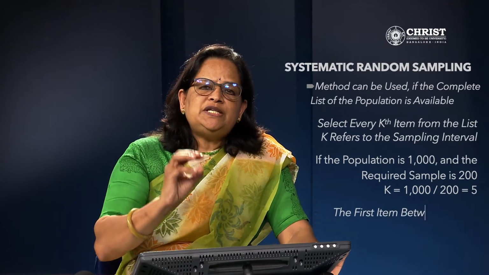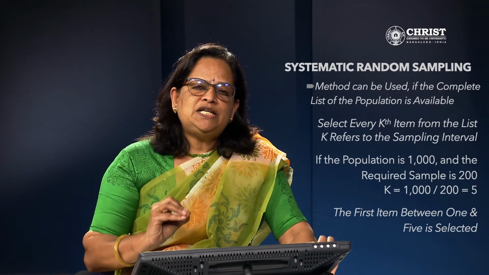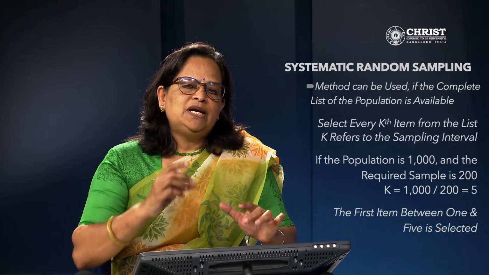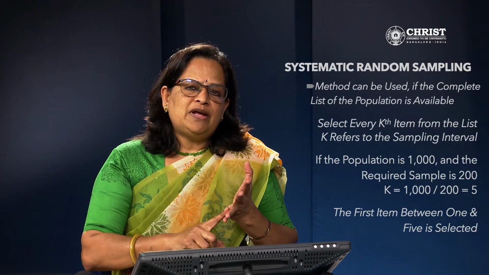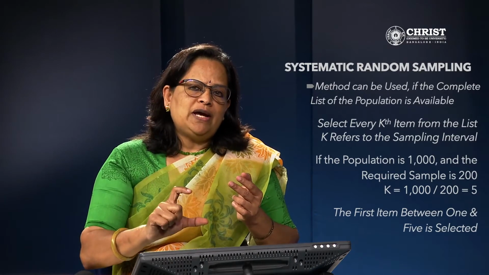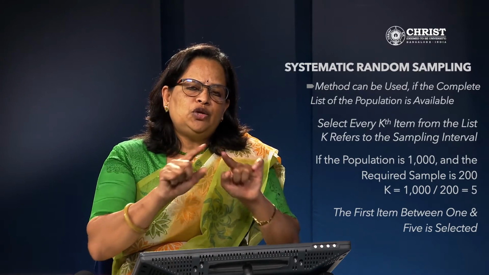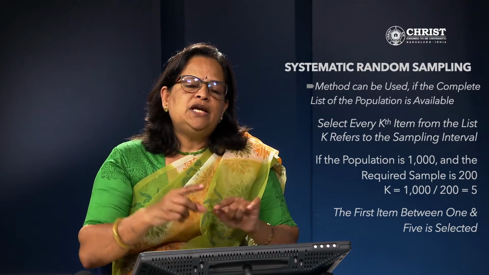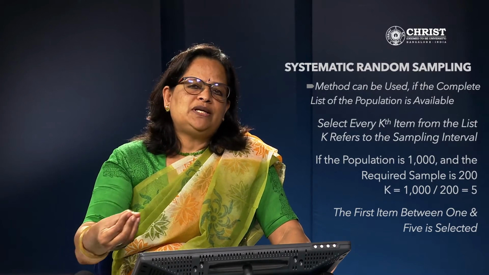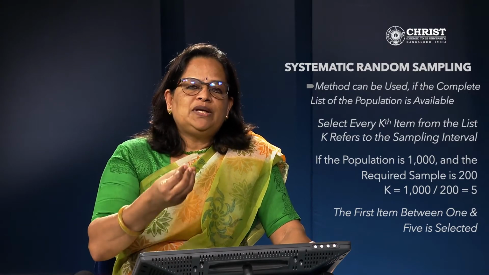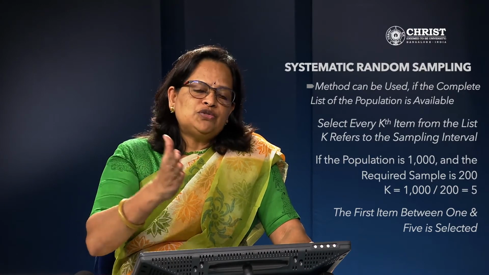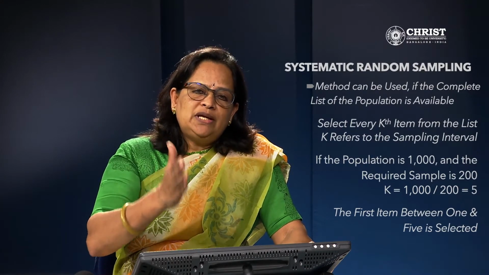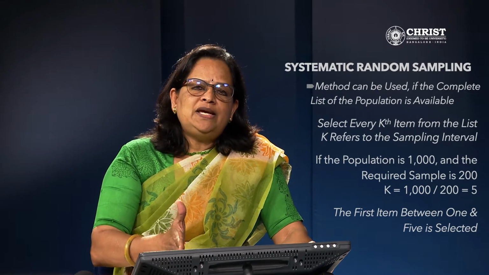The first item between 1 and 5 you select using the simple random method. Simple random method, we have already explained: lottery method and table of random numbers. So you will select one item. If you are using the lottery method, you make 5 identical chits and ask somebody to draw one chit. Imagine you get 3. Then 3 will be your first sample. Then you continue to add 5, because 5 is your interval. So first will be 3, then 8, then 13.